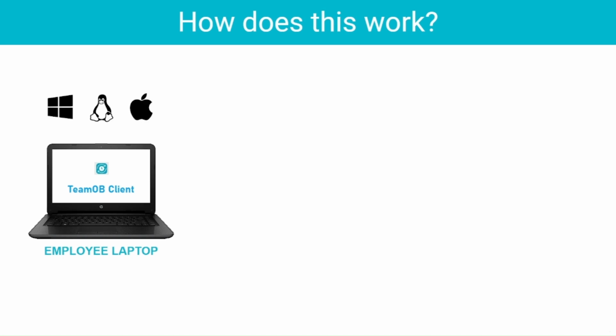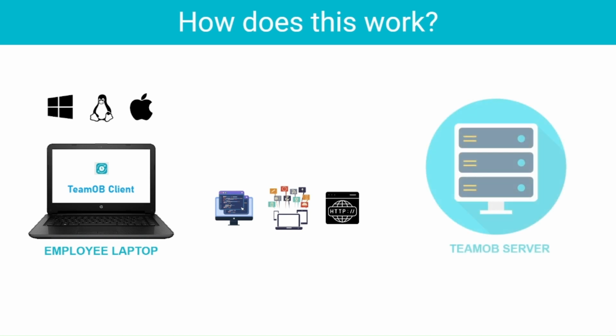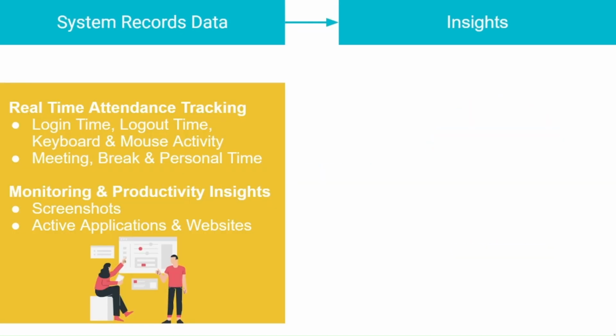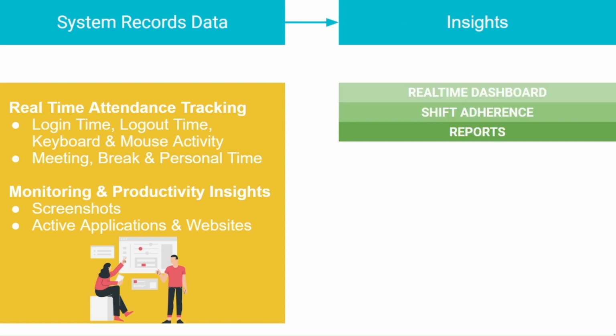This configurable tool captures specified data as outlined in the configuration settings. Typically, it captures screens, active applications, websites, keyboard and mouse strokes, and sends this information to the server every 1 to 3 minutes. Utilizing the captured data, TeamOB generates various insights, including a real-time dashboard, shift adherence analysis, active and idle time analytics, and reports on late logins and early logouts.